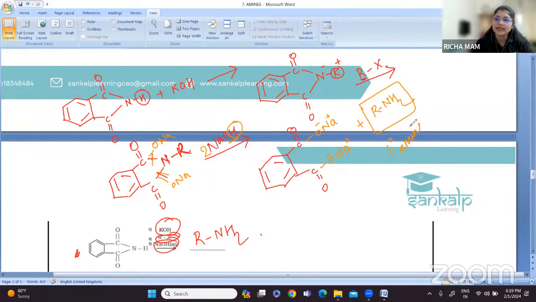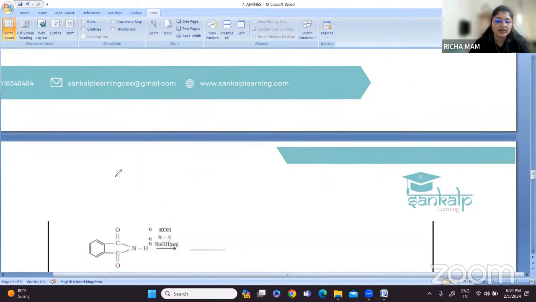It is the best method of preparation of aliphatic primary amines. You can prepare aliphatic primary amines, but you cannot prepare aromatic amines from this. You can only prepare aliphatic primary amines from this phthalimide reaction. This is the Gabriel phthalimide synthesis. Okay, moving further.